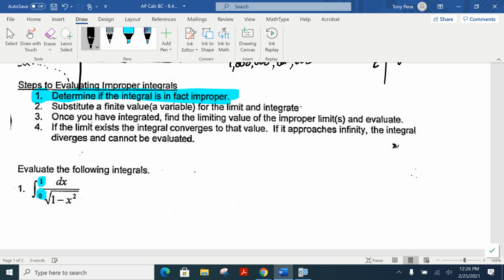So the way you're going to set this up is, we're going to be evaluating from 0, and then whatever the problem is, in this case it's a 1, we're going to use a variable. Usually it's an A or a B. I like B.